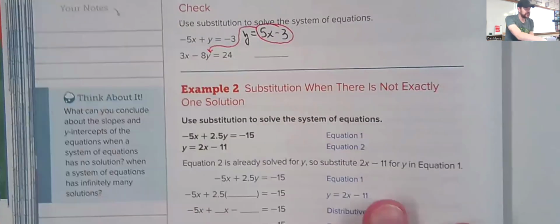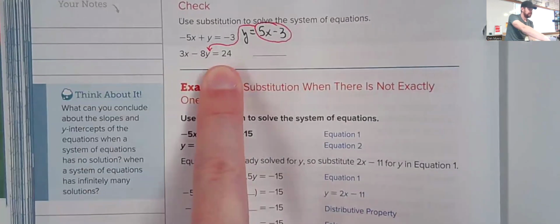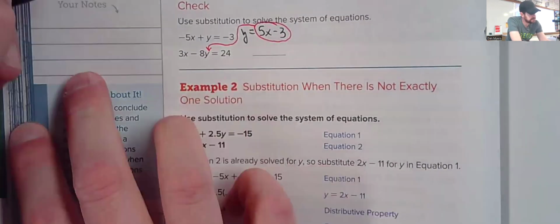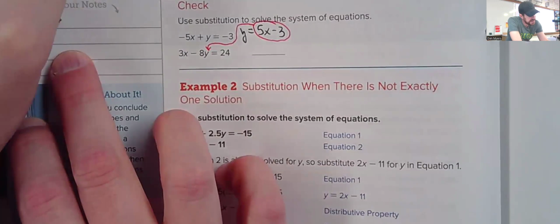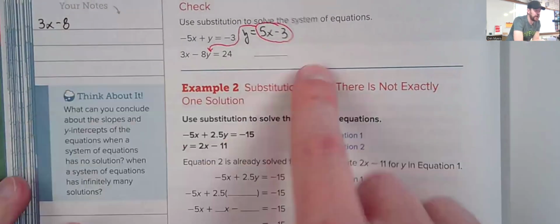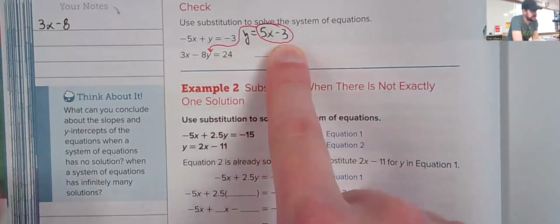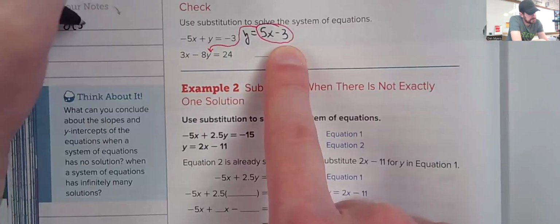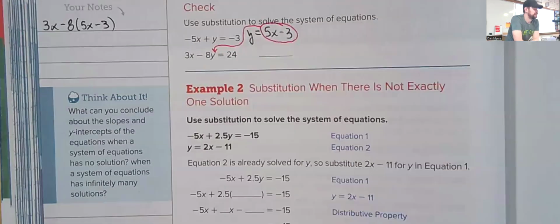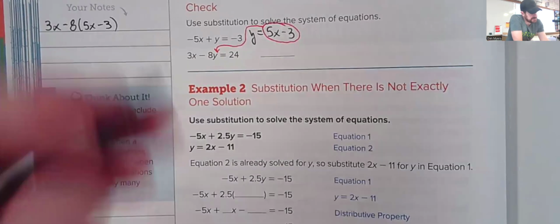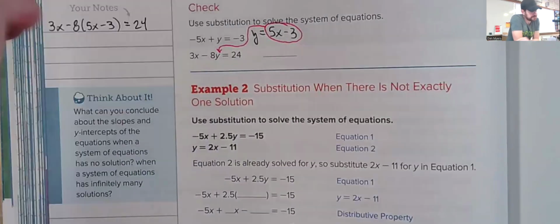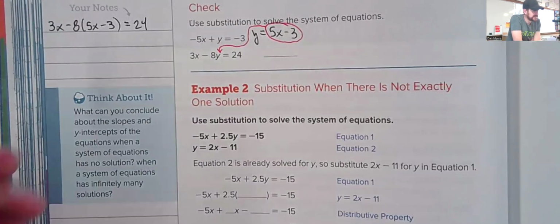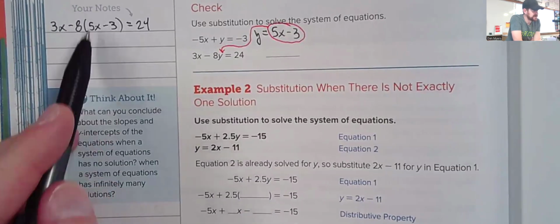So let's write it out. We're going to write the entire second equation. So 3x minus 8, but instead of y, we're replacing y with what y is equal to, which is 5x minus 3. And that equals 24. So we got 3x minus 8y. This is y. 5x minus 3 equals 24.